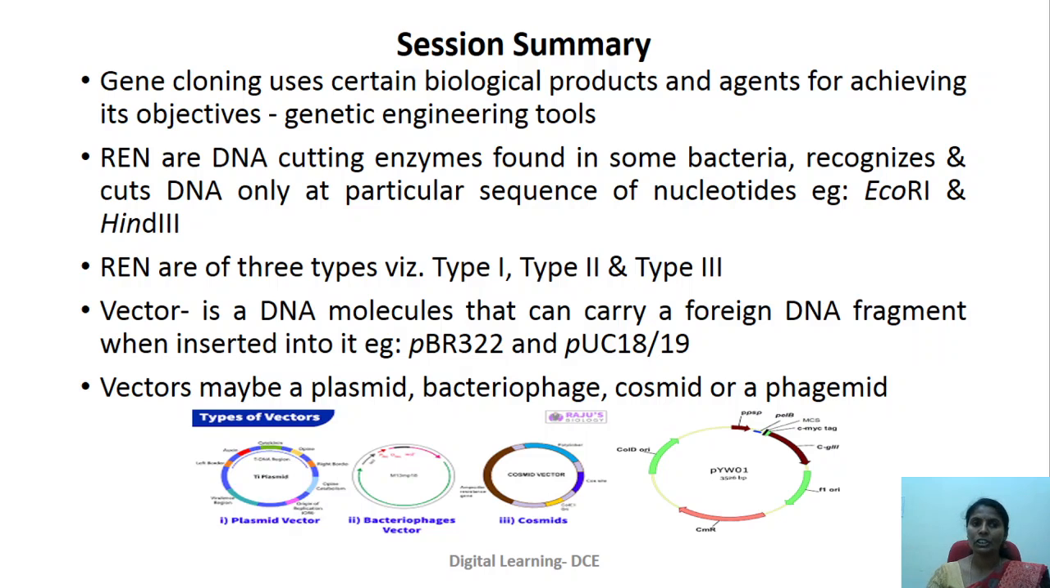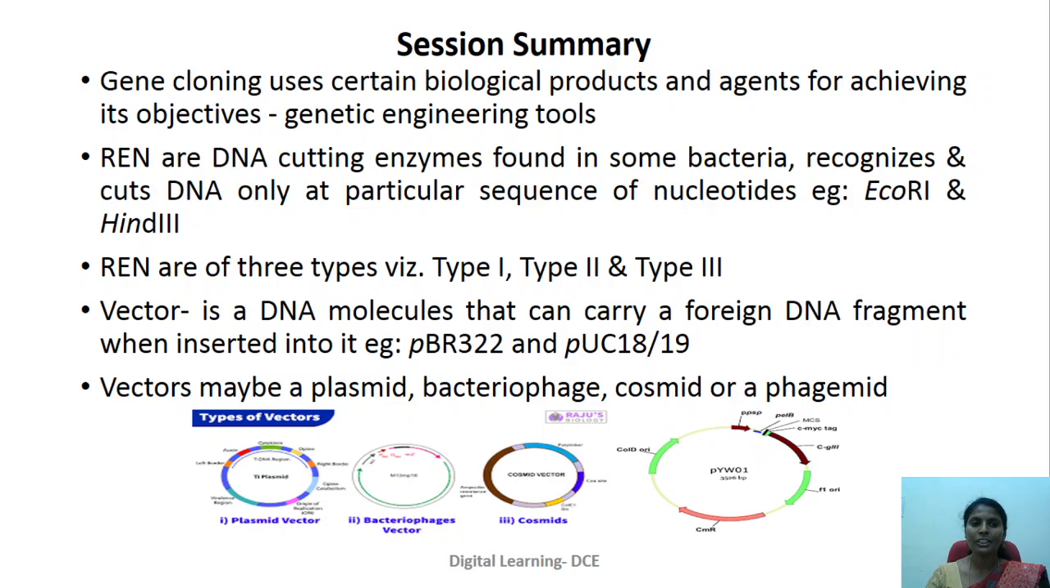To sum up the session, gene cloning uses certain biological products and agents which are generally known as genetic engineering tools. Two important such tools used in genetic engineering are restriction endonucleases and vectors. Restriction endonucleases are DNA cutting enzymes found in some bacteria which recognize and cut DNA only at particular sequences of nucleotides. The most popularly used restriction endonucleases include EcoR1 and HindIII. Restriction endonucleases are of three types like type 1, type 2 and type 3.